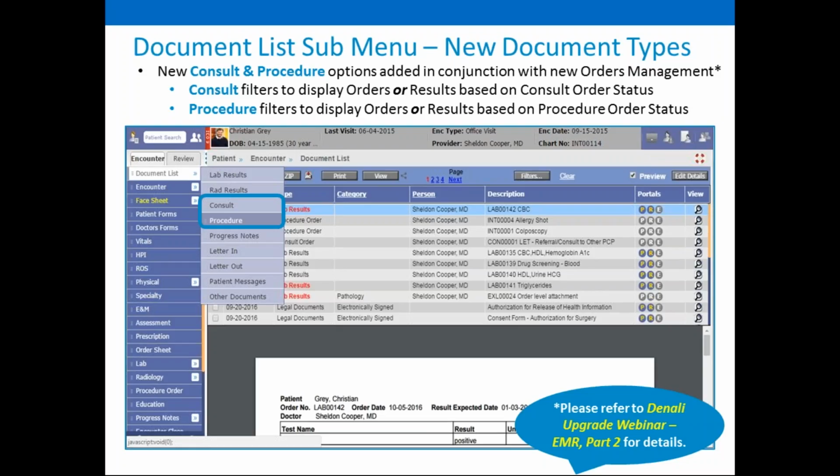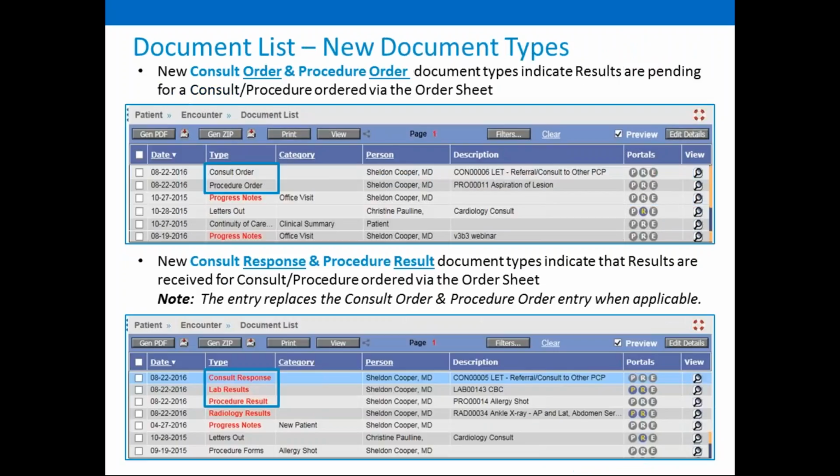Document list submenu. There are some new document types added, and this again is to coordinate with the new orders management that we cover in part 2 of the webinar. When you go on document list at the encounter level and the submenu pops up, you will notice that there is now an option called consult and an option called procedure. Based on the status of your consultation and or procedure, when you click that menu option, your document list is going to be filtered accordingly.